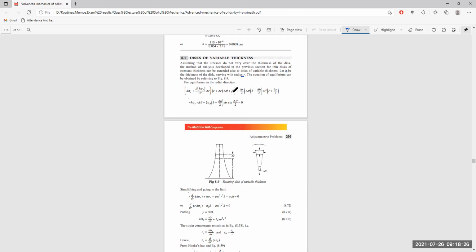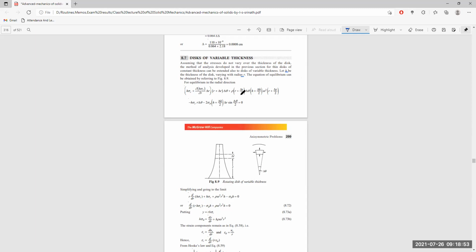So delta r by 2 is the central line of this particular element itself, which is being shown here. You see, this is the radius r, and this is the change in radius delta r. Thickness is maximum at the root and slowly reduces at the end, and this is the angle subtended by this at the distance delta r by this delta theta itself.